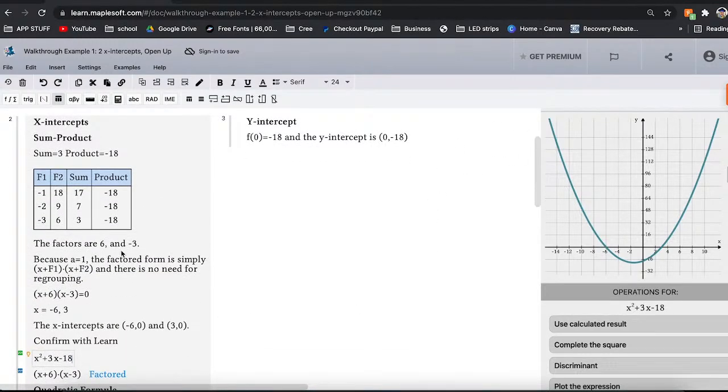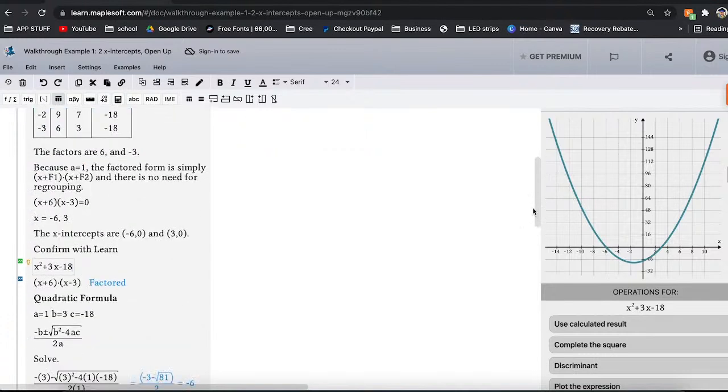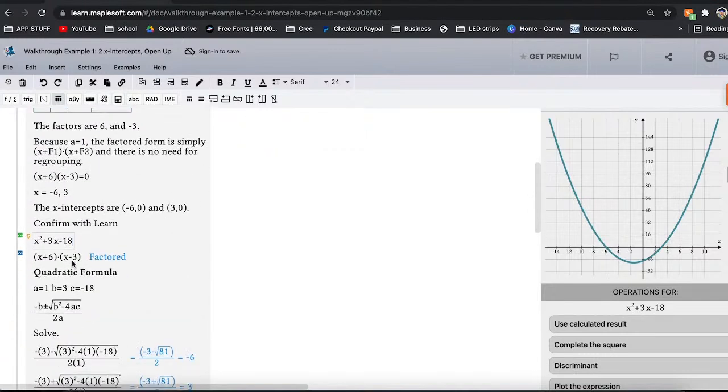Since we know that our factors are 6 and -3, we can factor the polynomial just by doing x plus 6 and x minus 3, just taking those two numbers. Now that we know what the x-intercepts are, we can confirm this with MapleLearn. All you have to do is type this in, and it can just factor it for you. As you can see, x plus 6 and x minus 3 is the factored answer by MapleLearn. And we can graph these two. Since these two are the same exact equations, they're shown on this plot in the same exact place because they are the same thing.